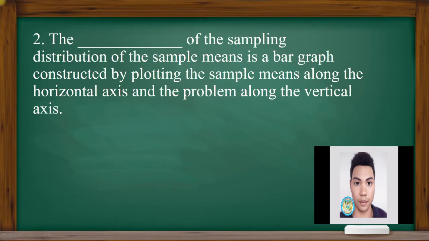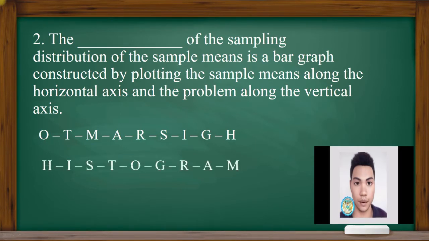Number 2. The blank of the sampling distribution of the sample means is a bar graph constructed by plotting the sample means along the horizontal axis and the probability along the vertical axis. So what do you think is the answer? Yes, it is the histogram.